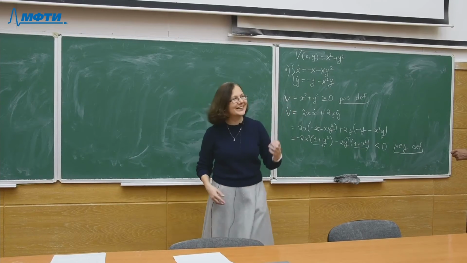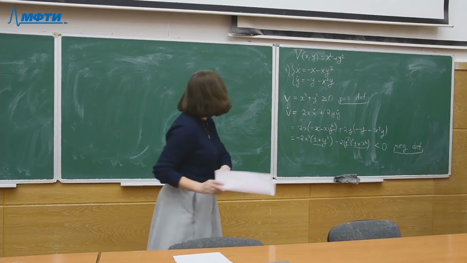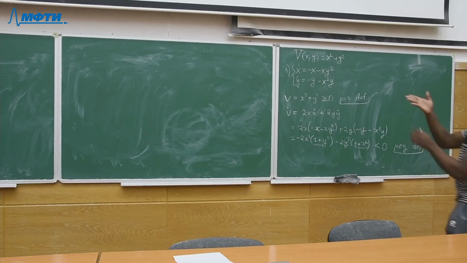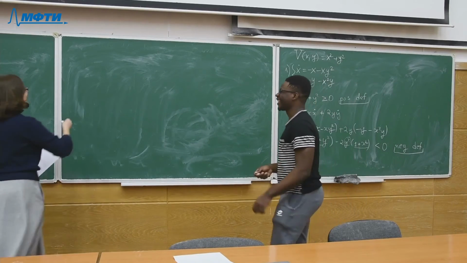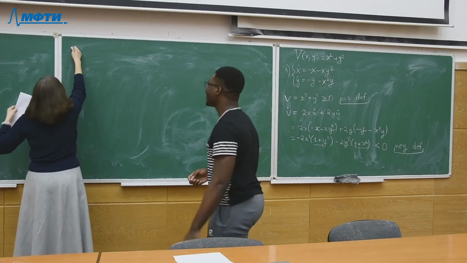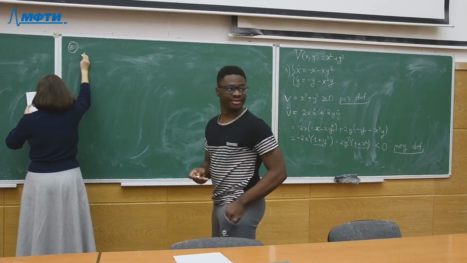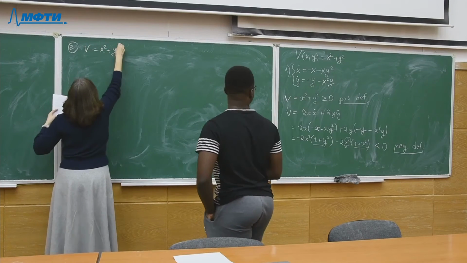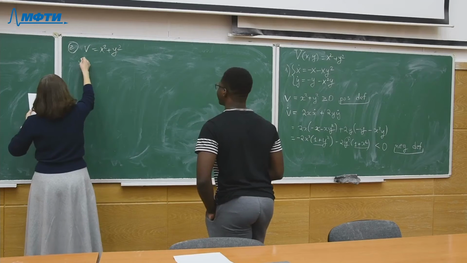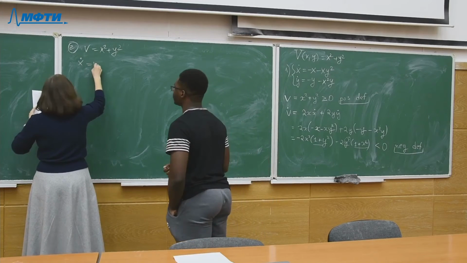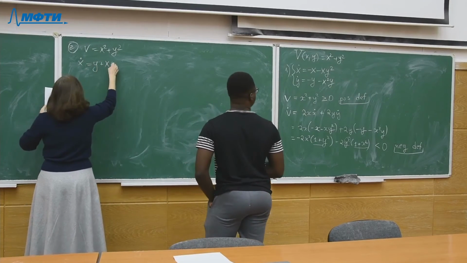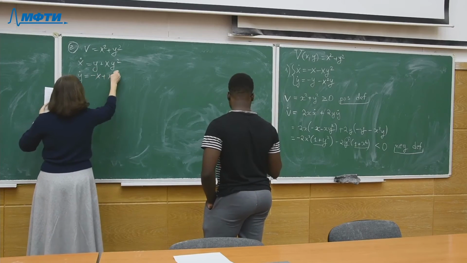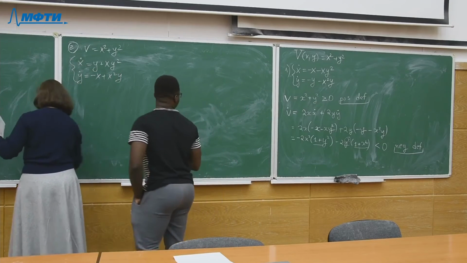Paul, your turn. The next will be task number 2. The same function V, x squared plus y squared. It will work. Usually it works. x dot equals y plus x y squared, a similar problem, and y dot equals minus x plus x squared y. Let's try this.